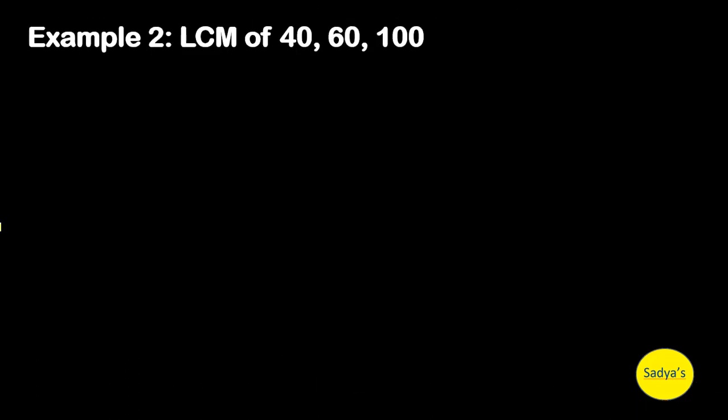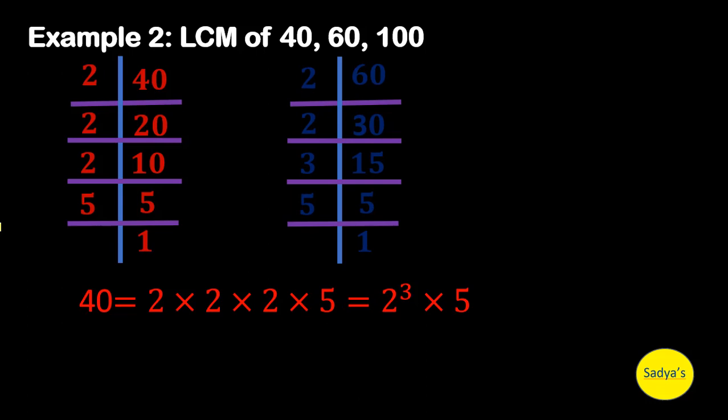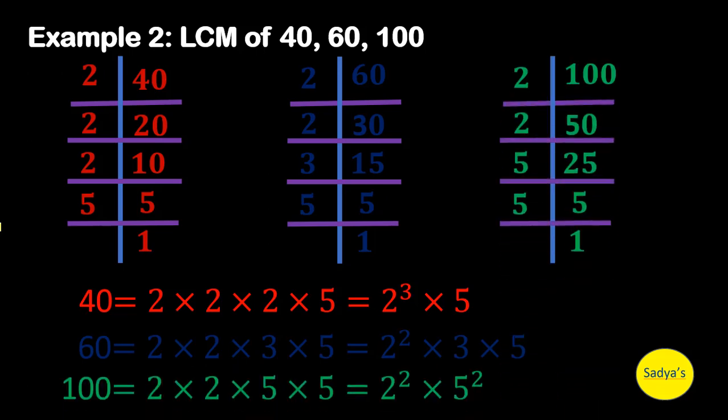Can we use index notation method to find LCM when numbers are not written in index notation? Yes, we can. We can write the numbers in index notation first using prime factorization. Prime factorization of 40 gives us 2 cubed multiplied by 5. By prime factorization, we can write 60 as 2 squared multiplied by 3 multiplied by 5. And 100 can be written as 2 squared multiplied by 5 squared.